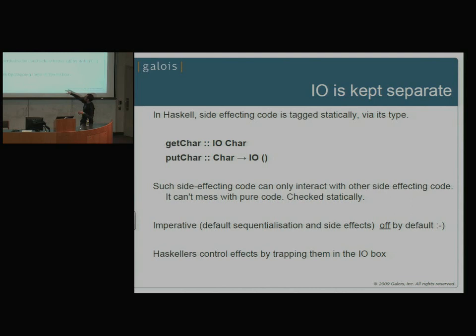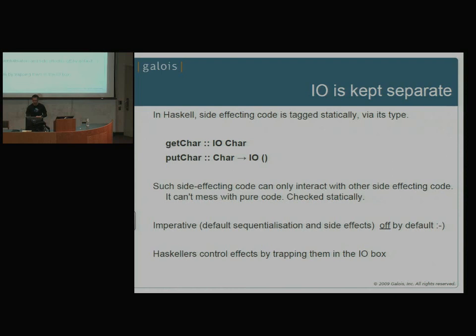So anything that has a side effect will have an IO type if it can do anything. If it has more restricted side effects, then it might be in the ST box or monad, where you can just have memory effects. Essentially, imperative programming is off by default, and arbitrary evaluation order is allowed. So this static separation of effects from pure code really lets us be pretty aggressive about our parallelism.